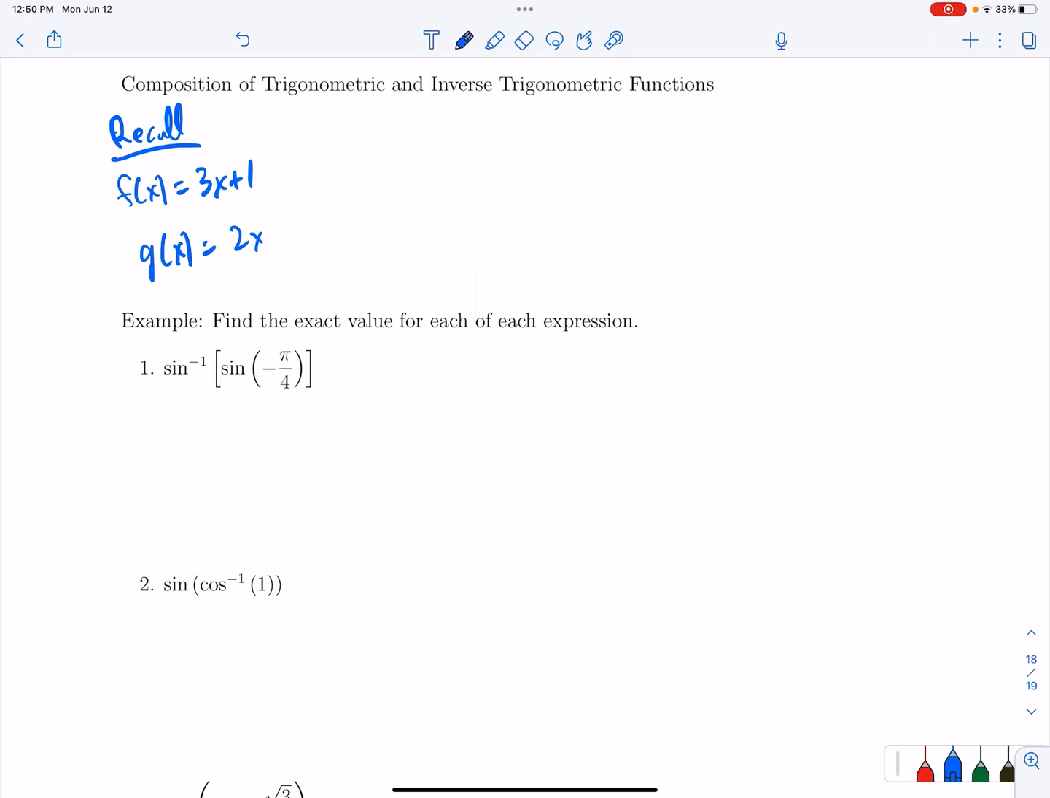Actually, I don't want to do that. I don't want to deal with a cube. Let's say 2x minus 5. So if I do f of g of x, what that means is I'm taking the g function and inputting it into the f function. So wherever I see x in the f function, I'm putting g.